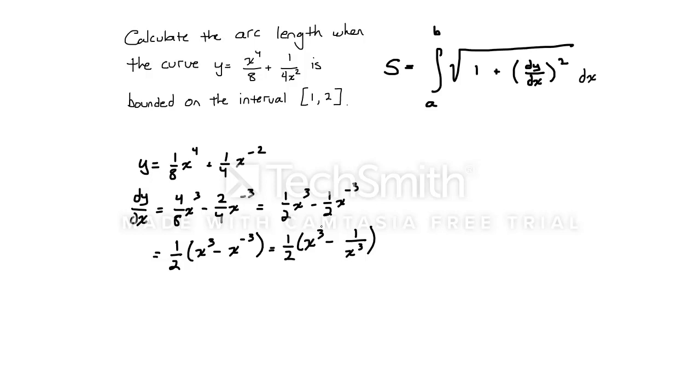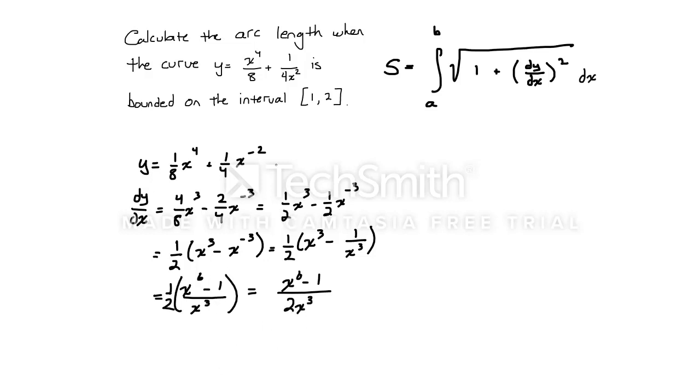I could express this as a single fraction by unifying the denominators. So let's do that. Common denominator should be x cubed, so we're going to multiply this by x cubed over x cubed and get an expression 1/2 times x to the sixth minus 1 over x cubed. Or equivalently, x to the sixth minus 1 over 2x cubed.